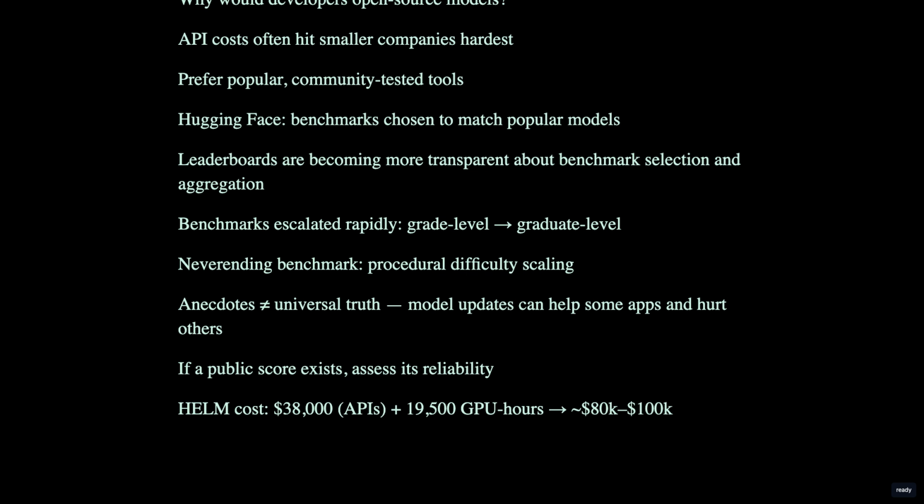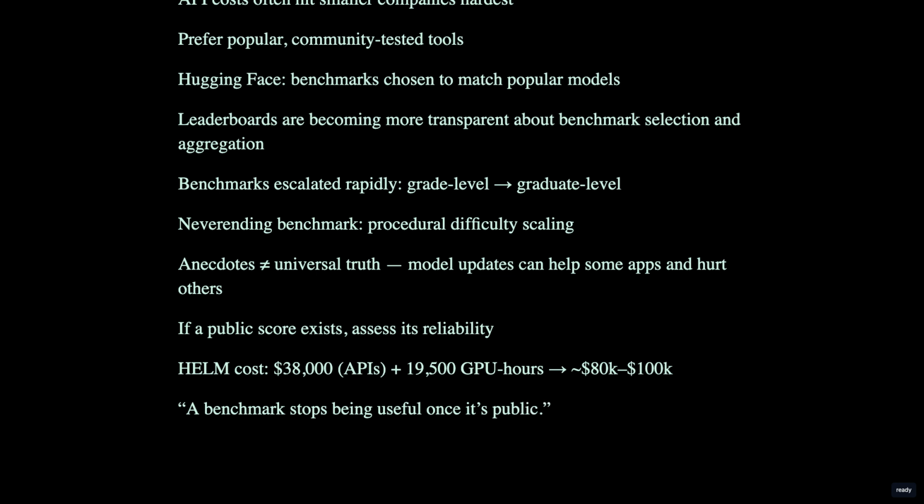At $2.15 to $3.18 per GPU hour, those GPU costs are roughly $42,000 to $62,000. So the combined total is about $80,000 to $100,000. This quip captures a real problem. When a benchmark is public, people start tuning systems specifically to score well on it, not necessarily to solve the underlying task. The result is overfitting or gaming the metric, so reliable evaluation requires evolving tests, hidden subsets, or multiple complementary benchmarks.